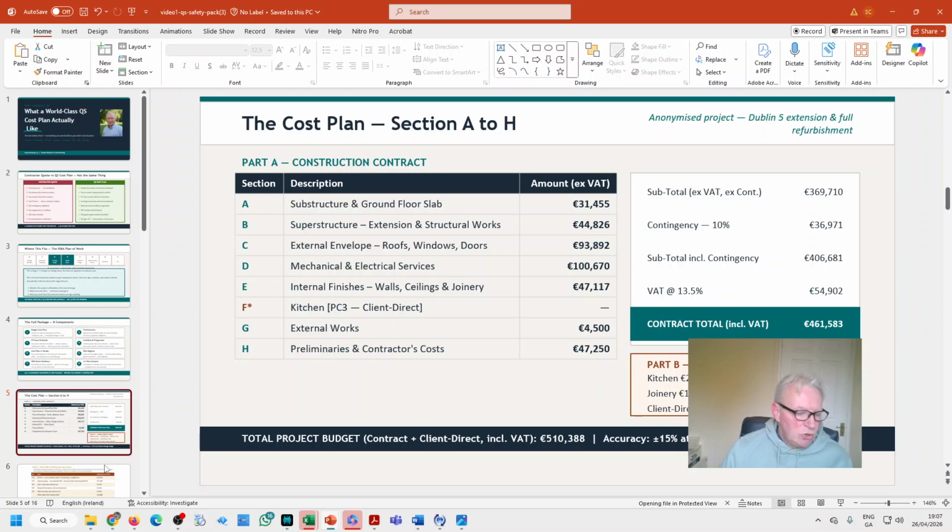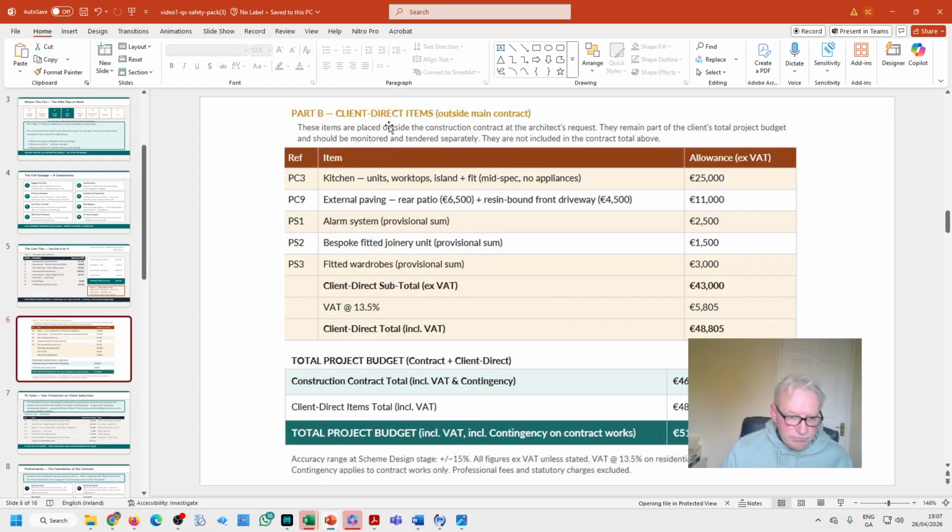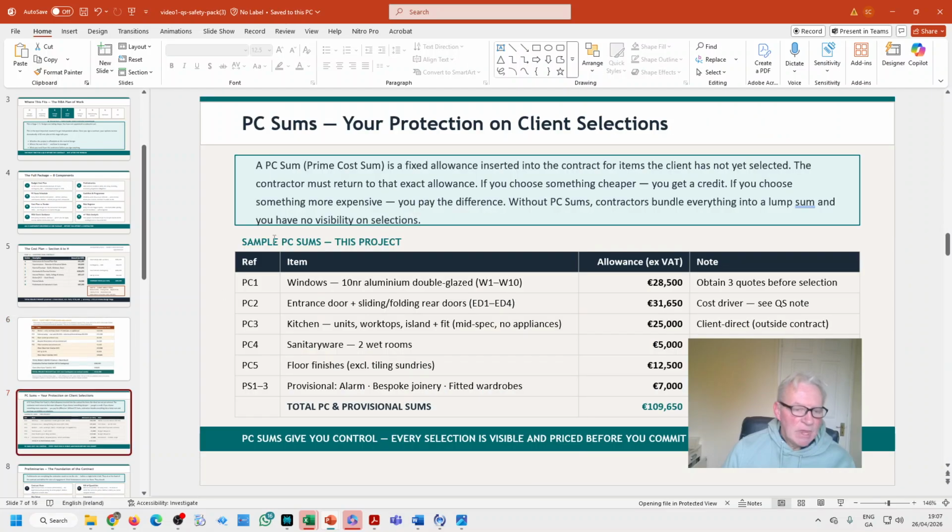Then you have these PC sums, these are the client driven ones, and you can see here's a figure, the total of the PC sums, and this is fully expanded upon. People don't know where they're starting with PC sums. I have a template that I use to start the dialogue with people, as I said.